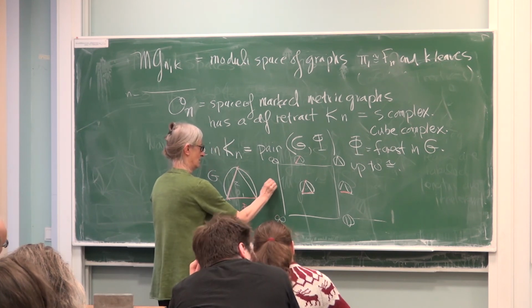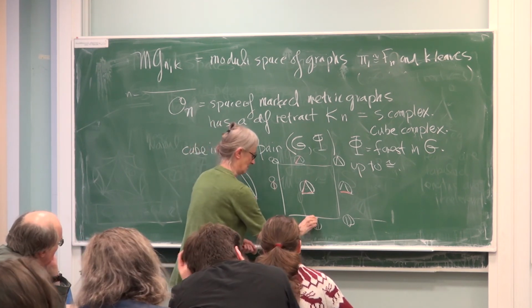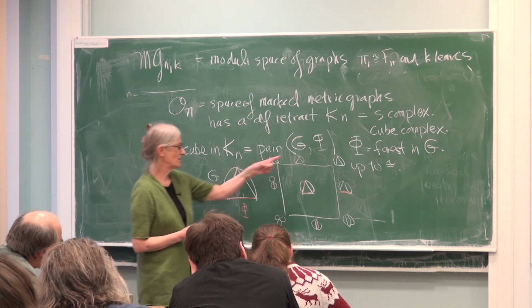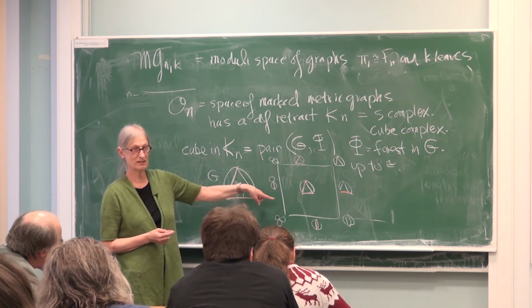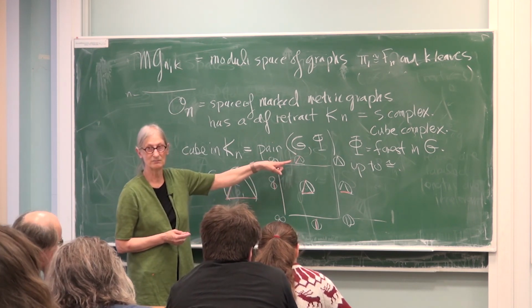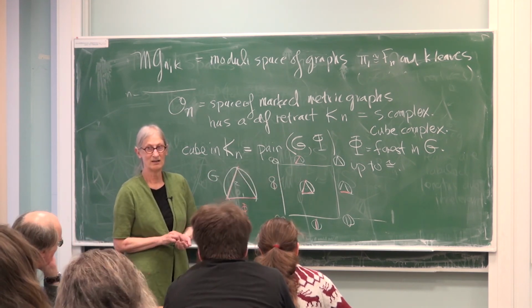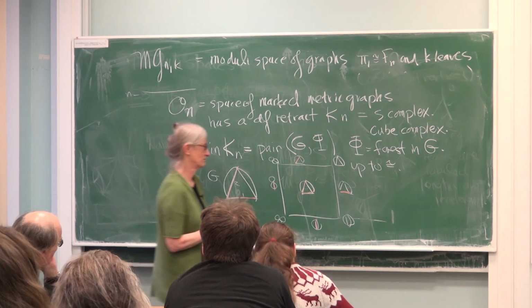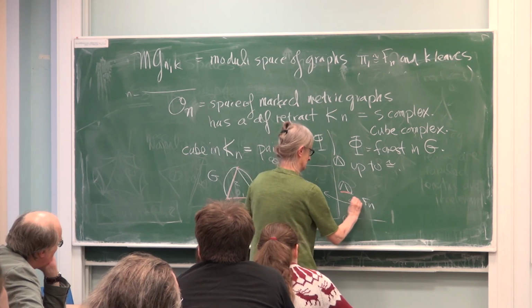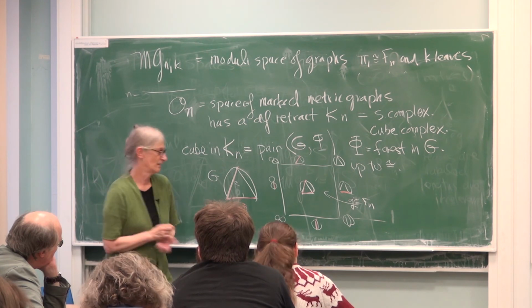And so there's a cube. The zero-dimensional cubes don't have any forests in them. The one-dimensional cubes have a one-edge forest in them. The two-dimensional cubes have a two-edge forest in them, etc. And these cubes are marked. Okay, so that's my space.